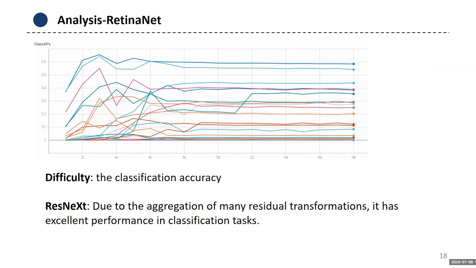And let's review the structure of ResNeXt, which combines ResNet and the Inception module and aggregates many residual transformations in a group convolution, which makes it perform better than ResNet in classification tasks. So in this challenge, if we replace ResNet with ResNeXt, the classification accuracy will also be better than ResNet, thereby improving the final detected mAP.